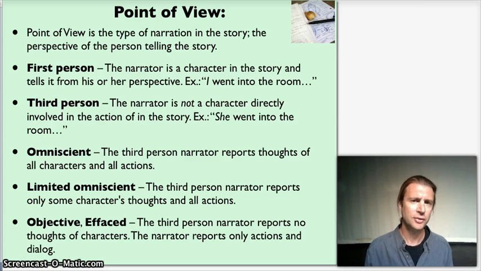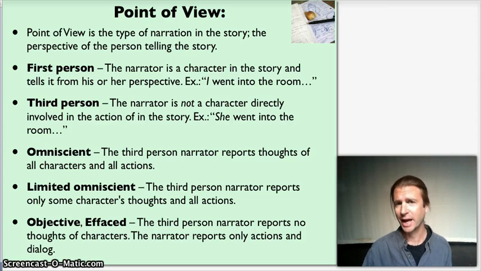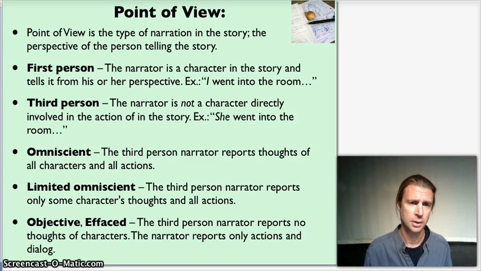First person is probably the easiest to understand. With first person point of view, the narrator is a character in the story. So look for I. That's your cue that the point of view is first person here. I walked into the room, I sat down, and I got out my notebook. That story is narrated in first person.